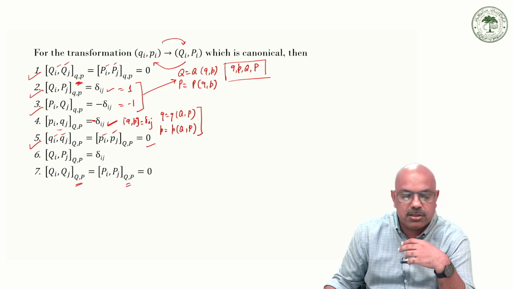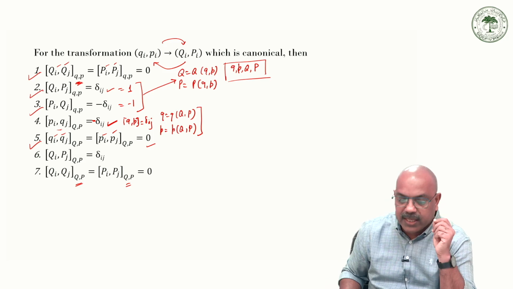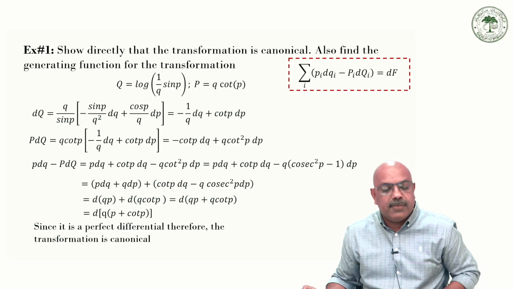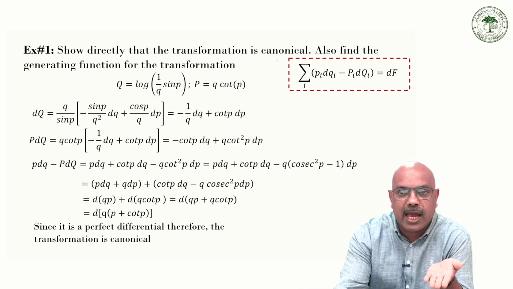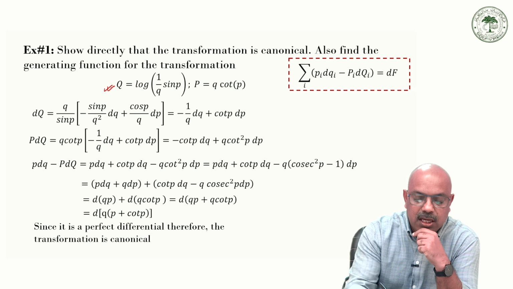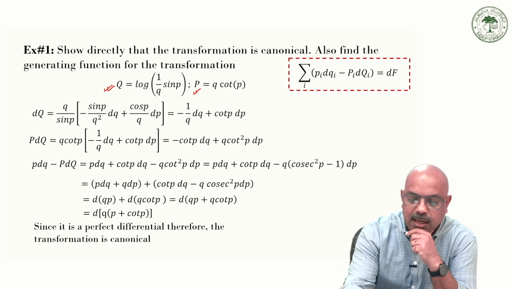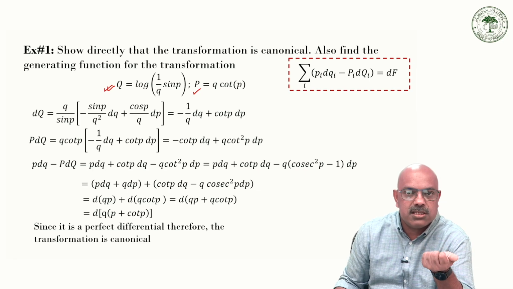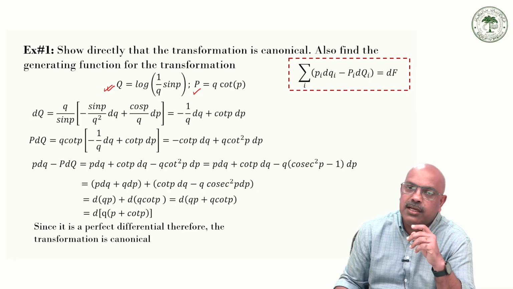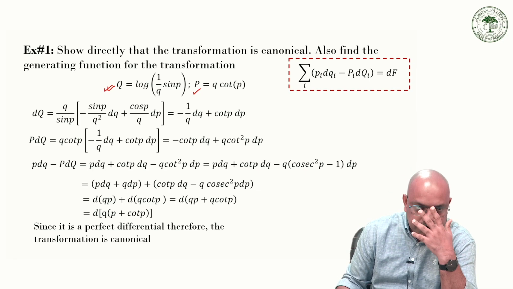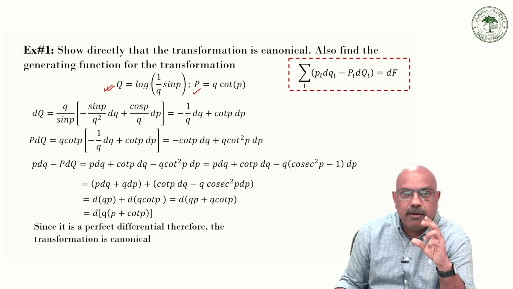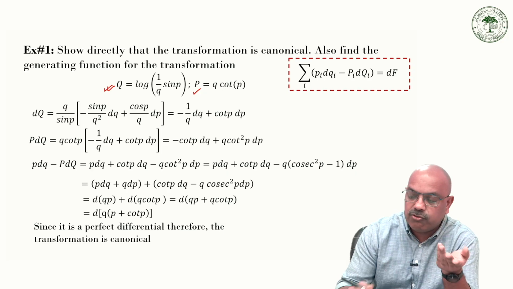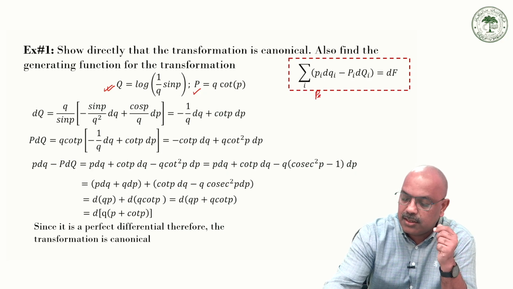So now let us go with some examples. The first example is: show directly that the transformation is canonical. The transformation is given, Q and P. We have to find whether this transformation is canonical or not, and then we have to find the generating function also. So let us go with the first method, that is, if the transformation is a perfect differential.